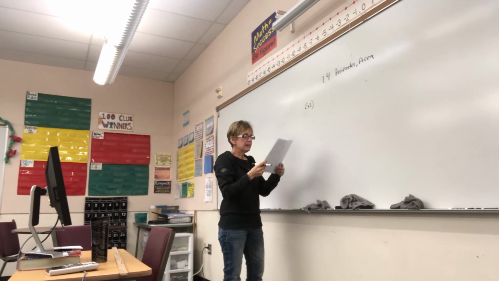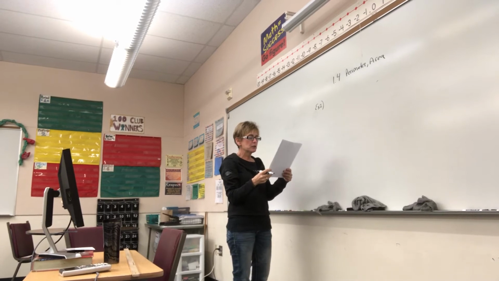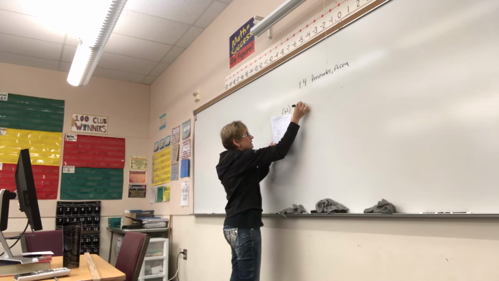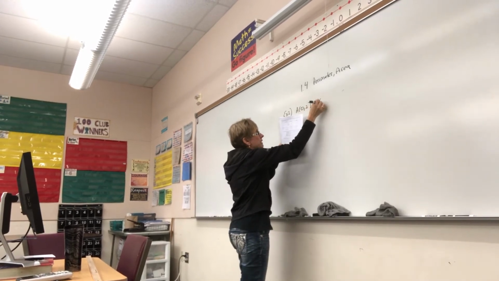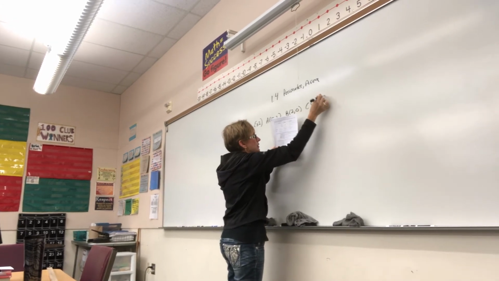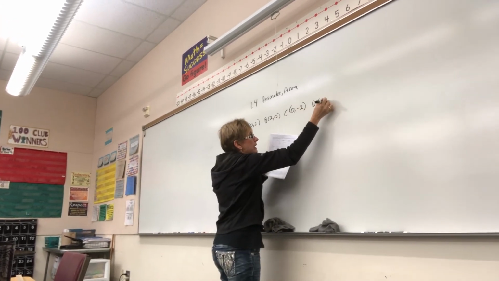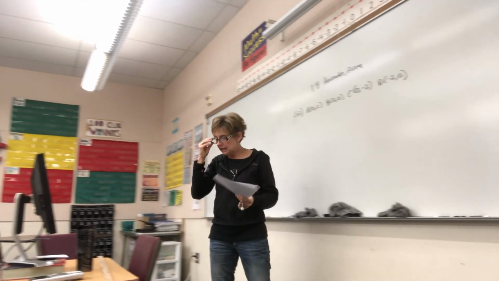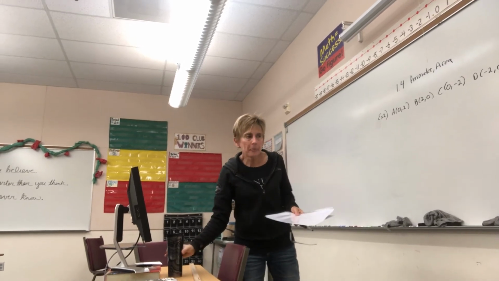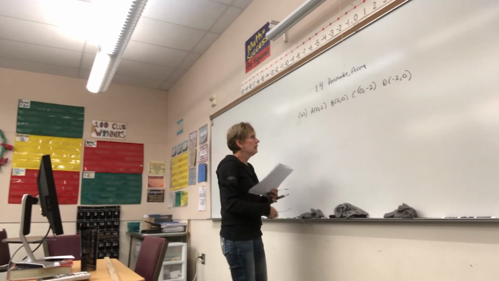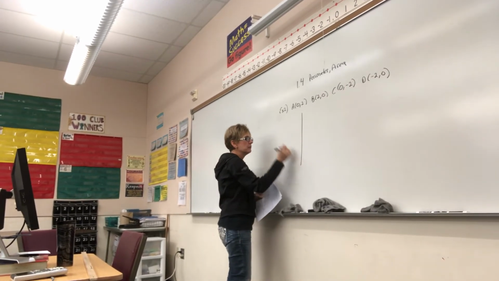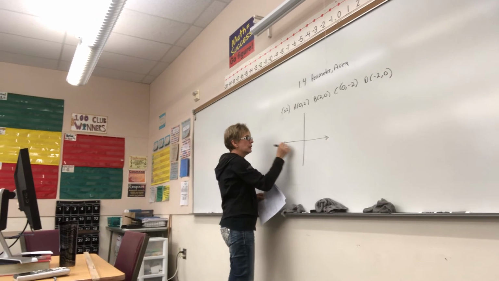the instructions say to find the perimeter and the area of square ABCD with vertices A at 0, 2, B at 2, 0, C at 0, -2, and D at -2, 0. So take a moment, go ahead and write those down. And like I said, if you have graph paper, great. If not, you can just draw an XY axis on your paper.